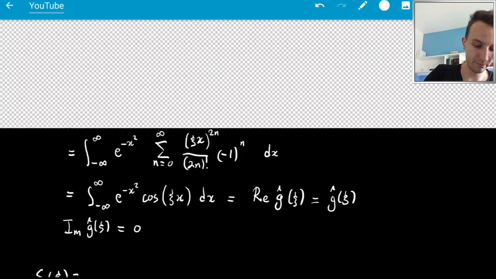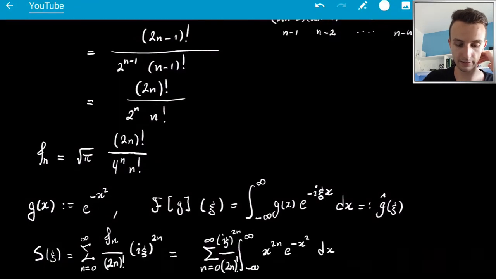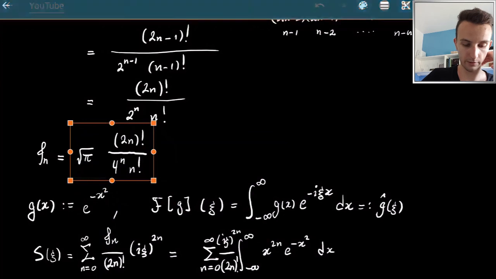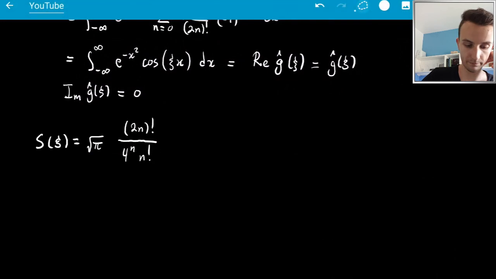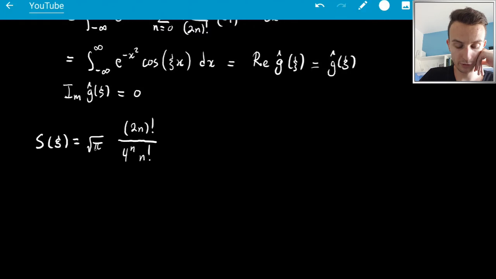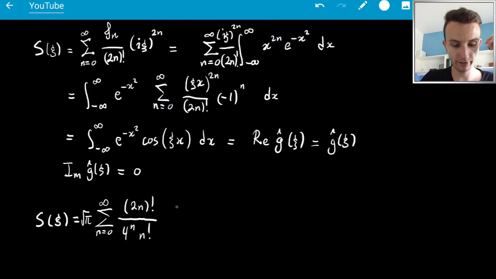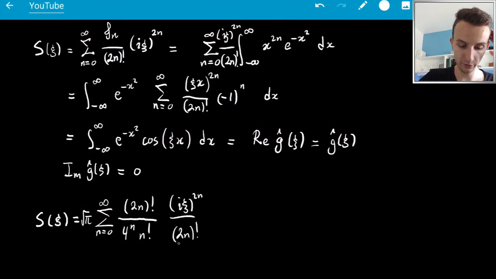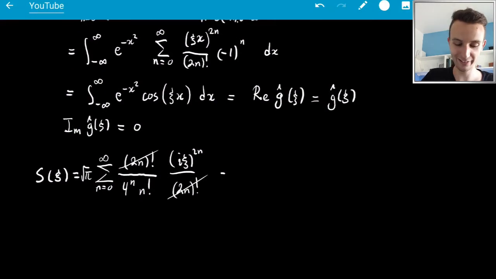So S of psi, now I'm also going to write this, but I'm going to write what I_n is explicitly. So let me just copy this because I'm extremely lazy. There we go. We've got square root pi times 2n factorial times 4 to the n over n factorial. I guess square root pi can be outside the sum. n goes from 0 to infinity, and now we've got to include the rest: i psi to the 2n over 2n factorial. Of course, this nicely cancels. I wouldn't have been doing this if it didn't.